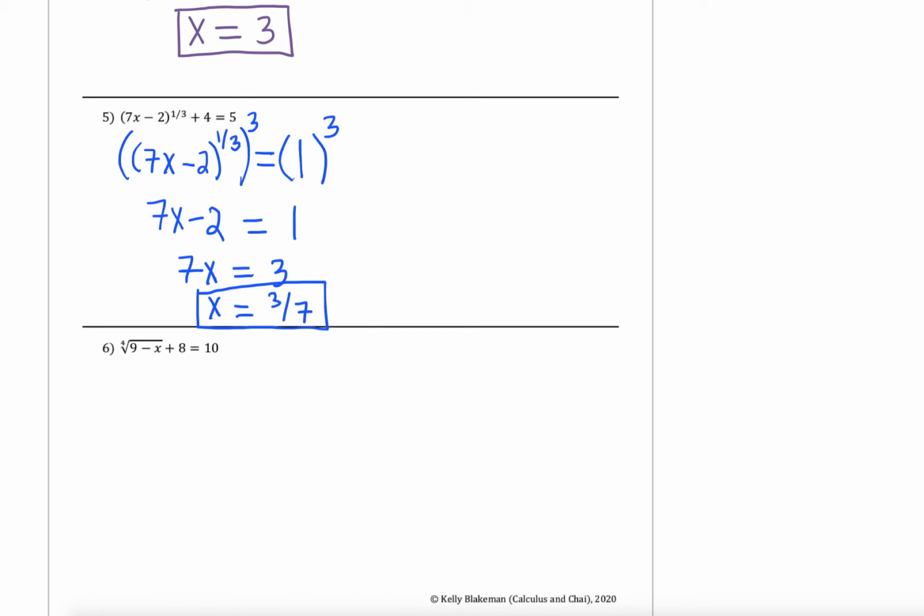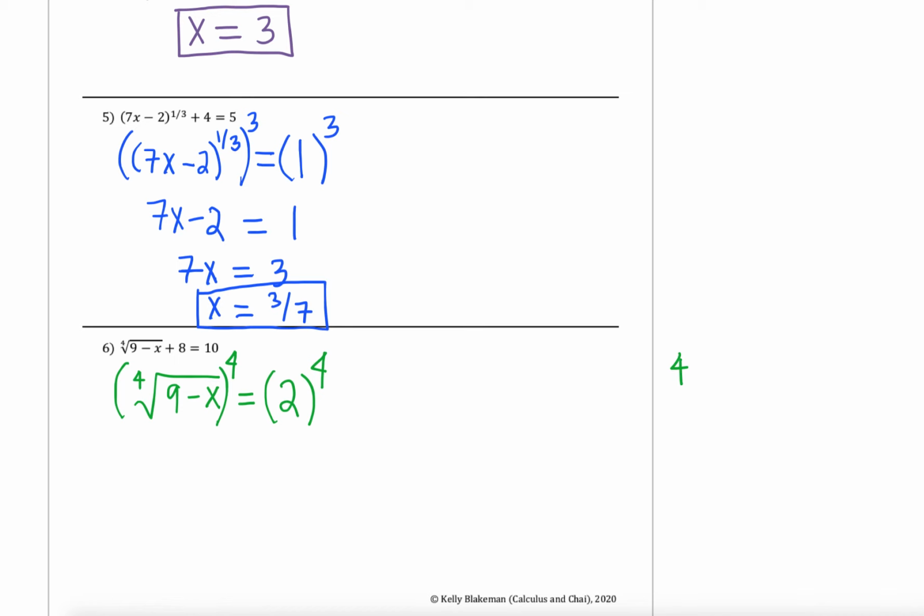So our first step here, just like we've been doing, is I want to get that radical by itself. So I'm going to go ahead and subtract the 8 to the other side. So I end up getting the 4th root of 9 minus x equals 2 then. And now this is what makes this problem different. I don't have a square root, so I'm not going to square it. And I don't have a cube root, so I'm not going to cube it. Now that I have a 4th root, I'm going to go ahead and raise it to the 4th power. And whatever I do to one side, I still have to do to the other.